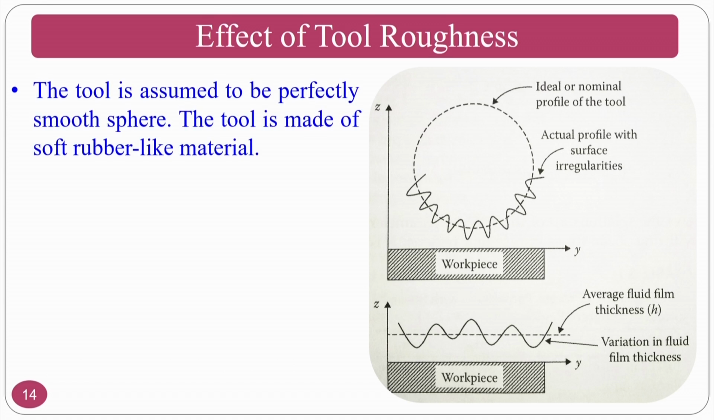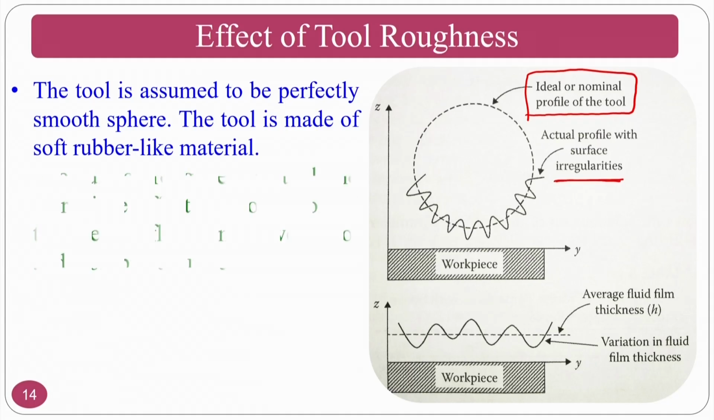So if you see the roughness of the tool, that is a sphere, what will happen? Your required ideal surface is this particular sphere, but normally you will always have an actual profile with a lot of roughness. This is assumed to be a perfectly smooth sphere, but normally the tool will have a soft rubber-like material.